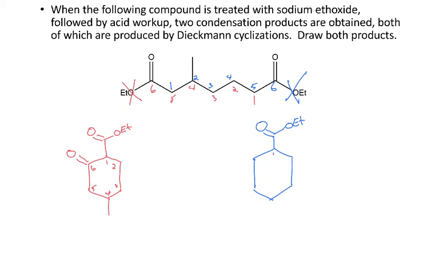Let me number the carbons here. 1, 2, 5, and 6. Now in this case, carbon 2 has the methyl group. And nothing on 3, 4, and 5. And carbon 6 again has the carbon double bonded to the oxygen. And so these would be my two products. And so it's this methyl group that makes this molecule not symmetric. And so I get two different products instead of one. And the difference is just where that methyl group is on the ring relative to the carbon double bond to the oxygen and the ester group.